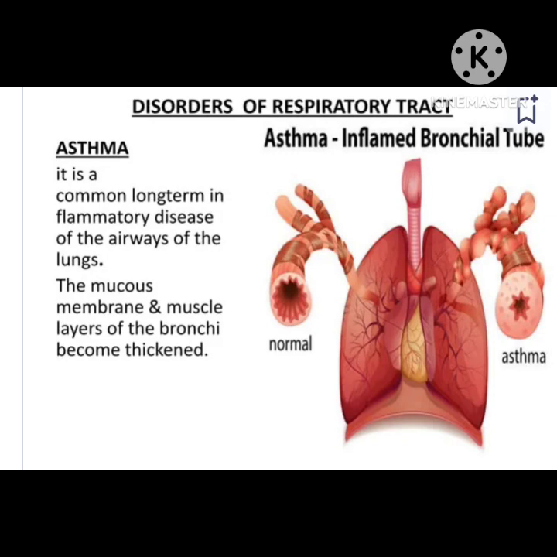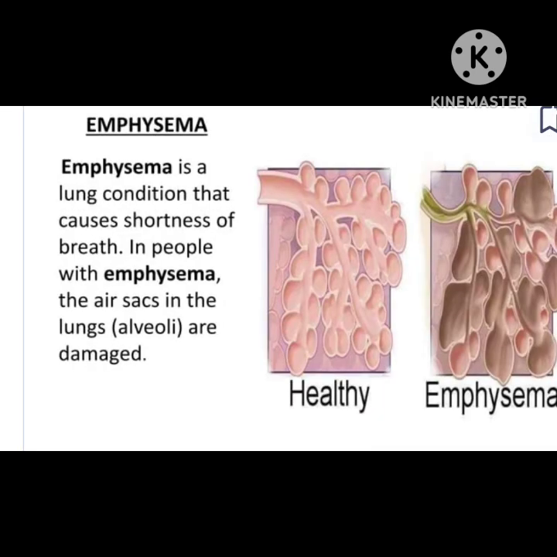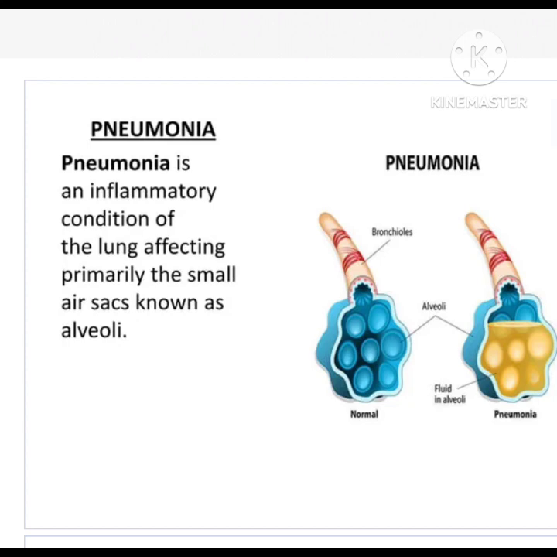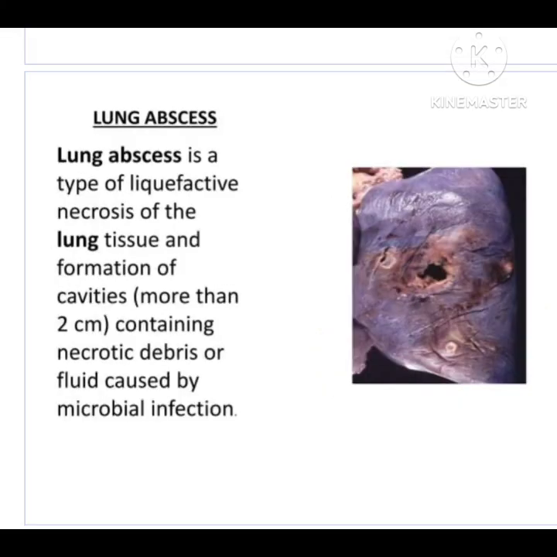Now the disorders of the respiratory tract. First is asthma, a disorder of the respiratory tract. It is a common long term inflammatory disease of the airways. Next is emphysema, a lung condition that causes shortness of breath. This is another disease of the lungs. And next is pneumonia, an inflammatory condition of the lung affecting primarily the small air sacs known as alveoli.